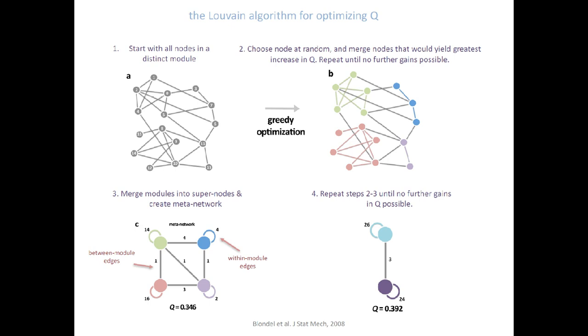So you can see here there's one link between this green and red module. So then we assign a one to the edge linking the green and red. So we create this meta network, got our within module edges, our between module edges, and then we repeat this step. And we keep doing this, steps 2 to 3, until we can get no further gains in Q. Right.